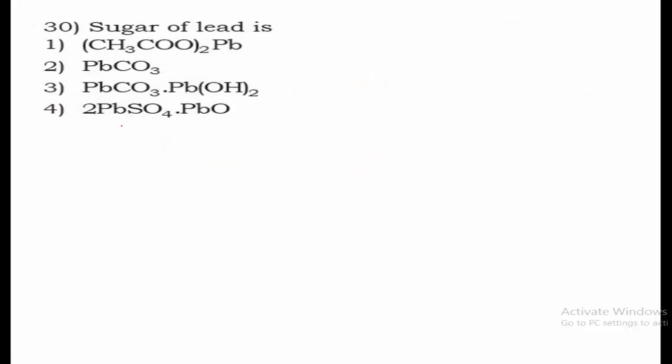30th, sugar of lead is. The sugar of lead is written as (CH3COO)2Pb, that is lead acetate. The lead acetate is said to be sugar of lead, and hence option 1 is the right answer.